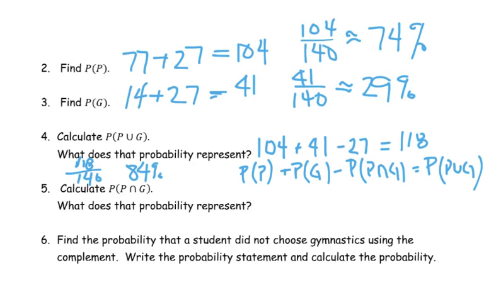Then we're going to calculate the intersection of P and G. That's going to be our center, so that's going to be 27 out of 140, which will yield approximately 19%.